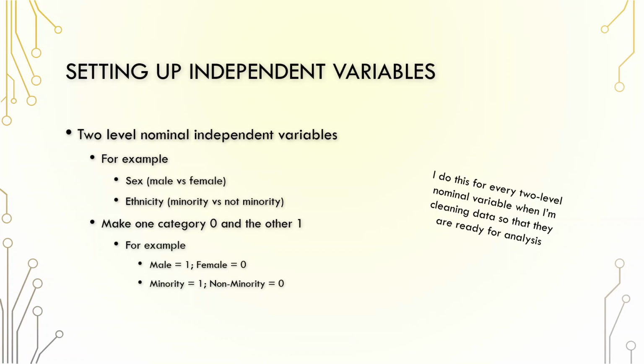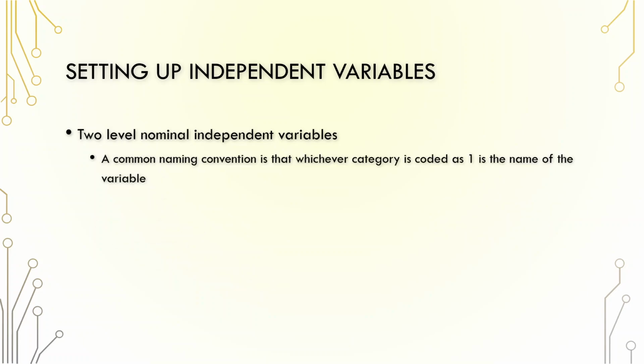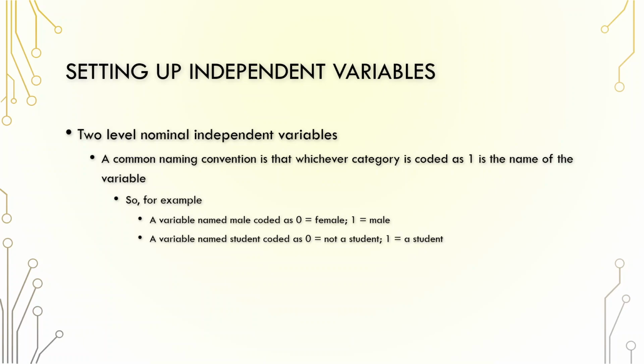Now, there's some common naming conventions when it comes to these two-level nominal variables. A common practice is if I have a variable and I call it male, that should mean that male is the group that is coded as 1 and the other group is coded as a 0. Or if I name a variable student, then student would be coded as a 1. Everybody else, meaning not a student, would be coded as a 0. Not everybody does that, but it is a common naming convention that you see in a lot of places.